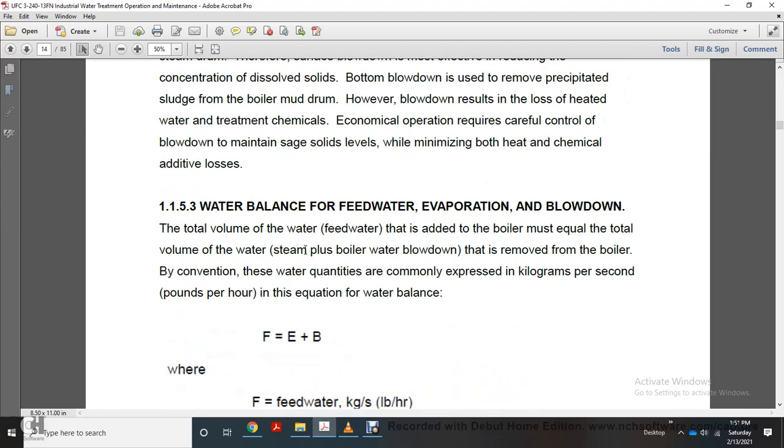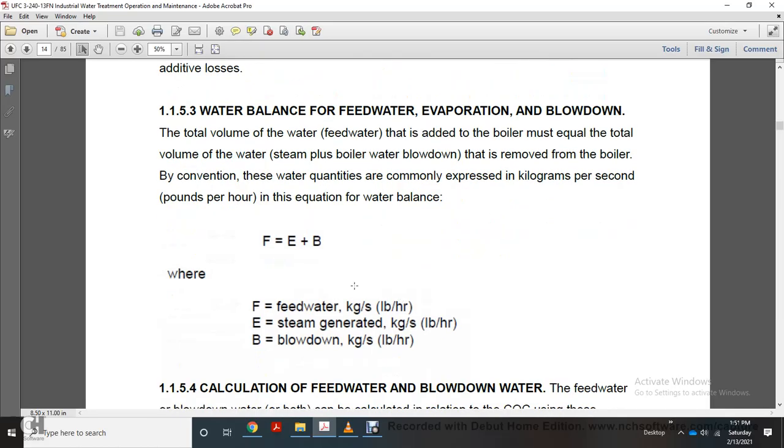Water balance: feed water, evaporation, and blowdown. The total volume of feed water entering the boiler must equal the total volume of the water, plus steam, plus the boiler water blowdown that is removed from the boiler. By convention, these water equivalent quantities are commonly expressed in kilograms per second or pounds per hour in the equation for the water balance below. F, the feed water, is equal to the steam generated in kilograms per second or pounds per hour, plus blowdown in pounds per hour.